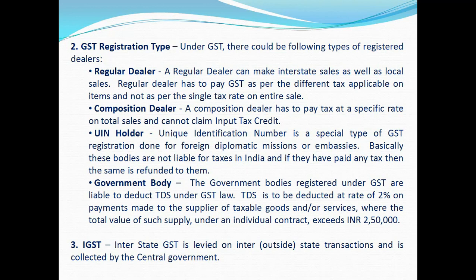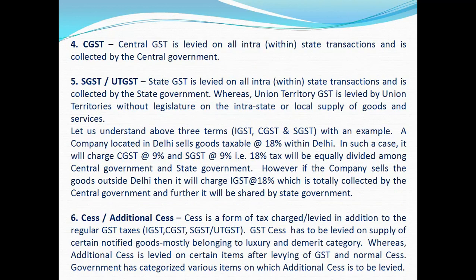Next is IGST. Interstate GST is levied on inter, that is outside state, transactions, and is collected by the central government. So whenever you are making an outside state transaction, interstate transaction, or we can say central transaction, then IGST is to be levied. Next is CGST, Central GST. It is levied on all intra-state transactions, that is within state transactions, or you can say local transactions, and it is collected by the central government.